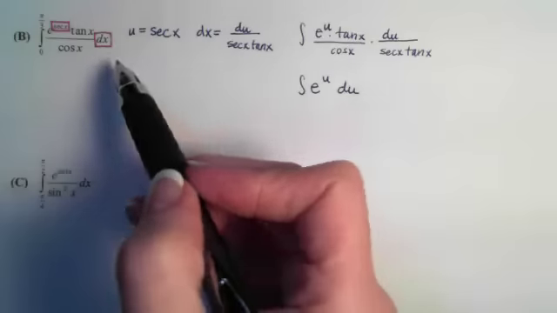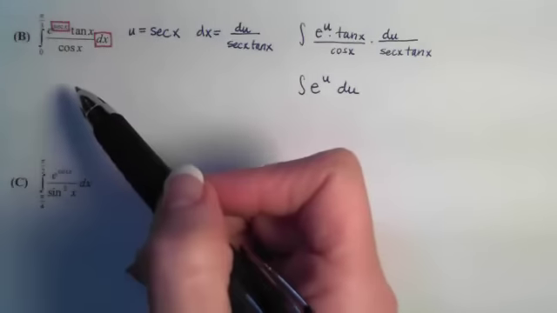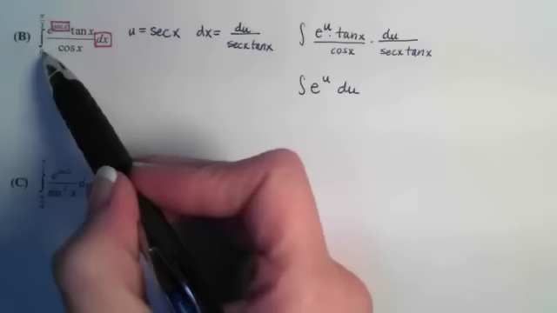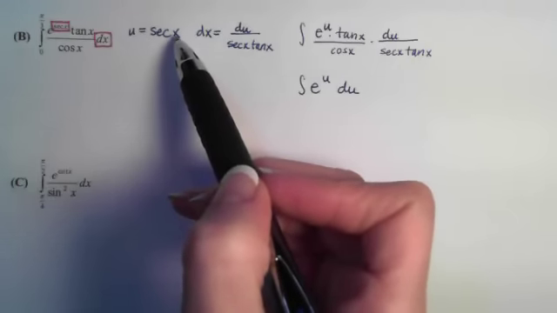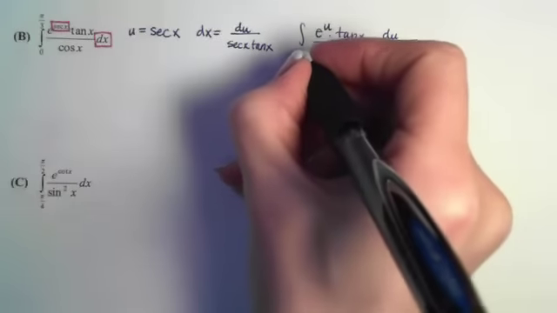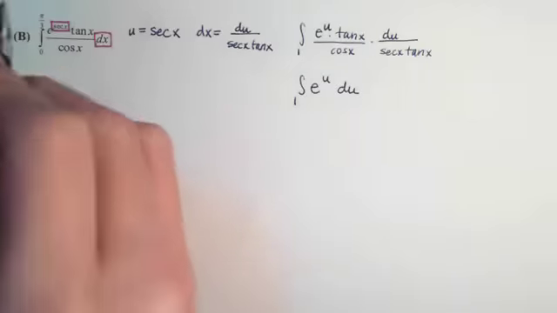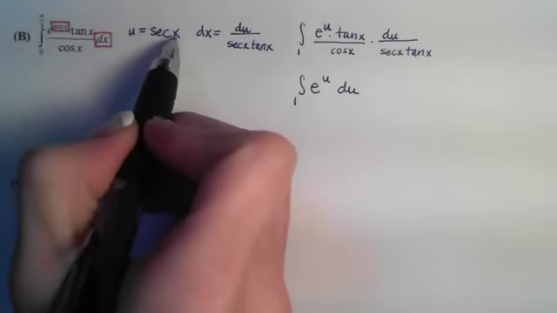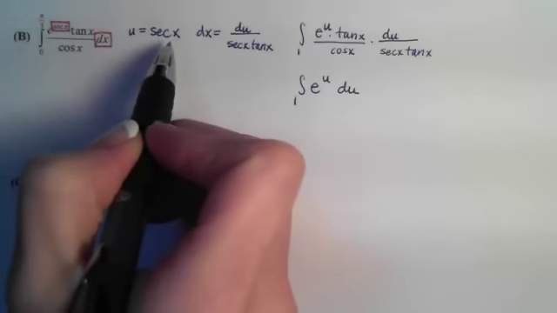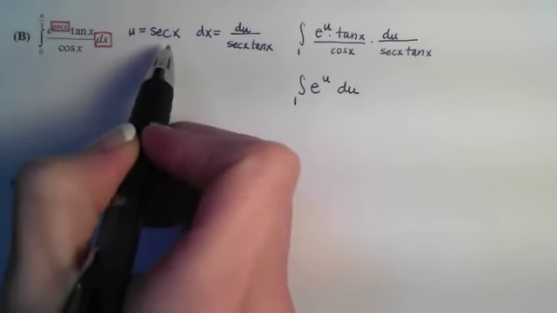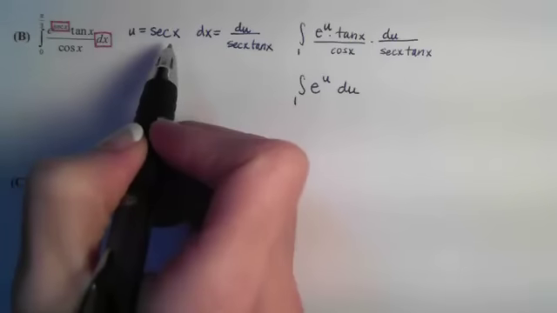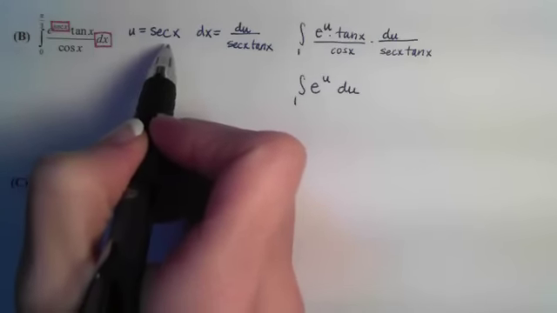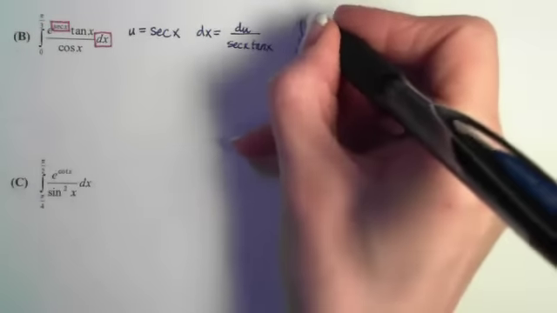Now if we go back, we notice that this was a definite integral, so I have to change my limits. If I plug 0 into the secant, that's 1 over the cosine of 0, which is 1 over 1, which gives me a lower limit of 1. If I plug pi over 3 in, that's going to be 1 over the cosine of pi over 3. Remember, cosine is the x coordinate on the unit circle. So at pi over 3, the x coordinate is 1/2. So the reciprocal of that is going to be 2.